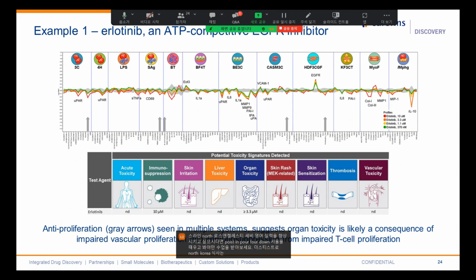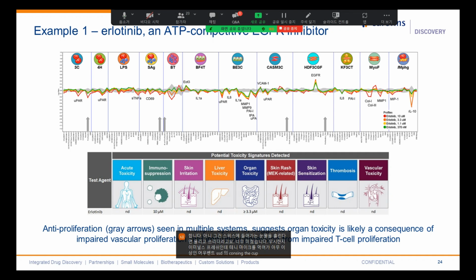This example looks at erlotinib, an ATP-competitive EGF receptor tyrosine kinase inhibitor, and you can see here there are a number of different markers that are modulated outside of the vehicle control. What you will see, though, are 5 different systems with the grey arrows at the bottom in which anti-proliferation is seen. When we take this profile and we match it against the database to look for toxicity signatures, we find 2. We find immunosuppression at 10 micromolar, and we find organ toxicity at concentrations greater than or equal to 3 micromolar.